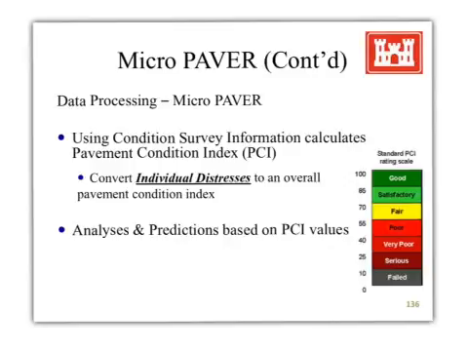So after the MicroPaver does the analysis, it typically again uses the condition survey information to calculate the pavement condition index. And as I mentioned so many times before, the PCI starts from 100, which is a very good pavement, all the way to 0. So once you collect the data, which is individual distresses, it's going to come up with an overall pavement condition index.